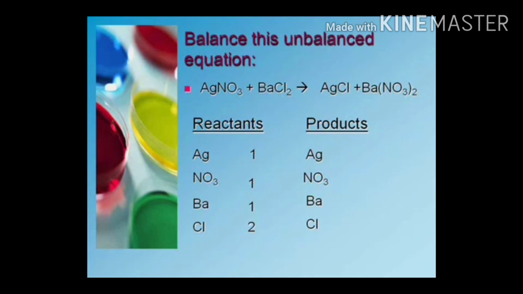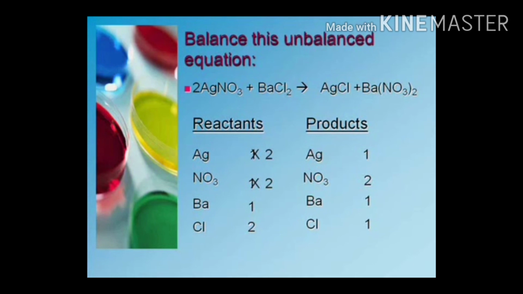Look at the bracket outside. It is 2 written there. So nitrate ions are 2. Barium 1. Chloride 1. So this equation is somewhat unbalanced. We need to balance this equation. So for balancing this equation, we'll look at the reactant side. We'll add 2 in front of silver nitrate. So the number of atoms now on the reactant side of silver will be 2 and nitrate 2.